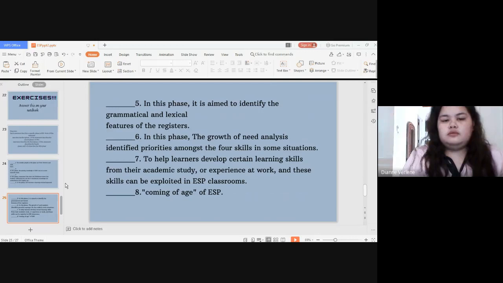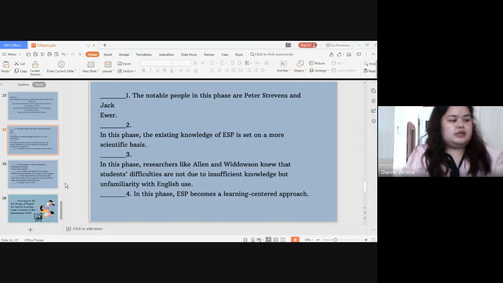Okay, let's check. Number one, it is register analysis. Okay, correct. Number two. Okay, correct. This is number one again, register analysis. Number three. Okay, correct. It is the rhetorical, number two, rhetorical and discourse analysis. Number four. What is the answer in number four? Correct. It is the fifth one, the learning-centered approach.